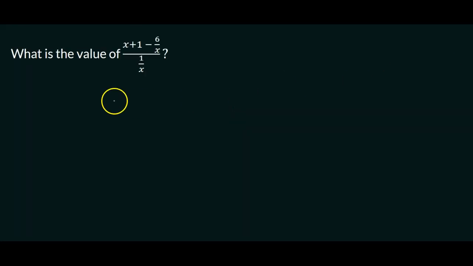So here are some examples we're going to look at. What is the value of x plus 1 minus 6 over x, divided by 1 over x? So here we can see that we have a complex fraction because we have a fraction in the numerator and a fraction in the denominator. So what we're going to do first is simplify the fraction in the numerator. So that is going to be x plus 1 over 1 minus 6 over x.